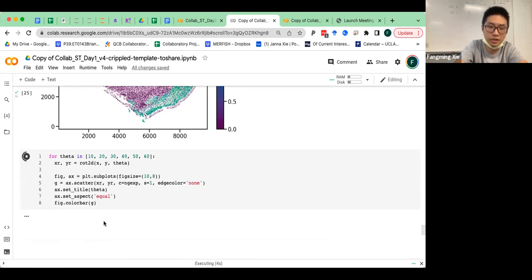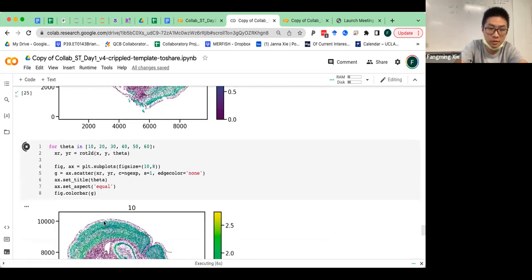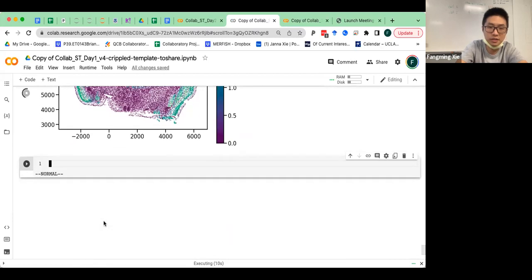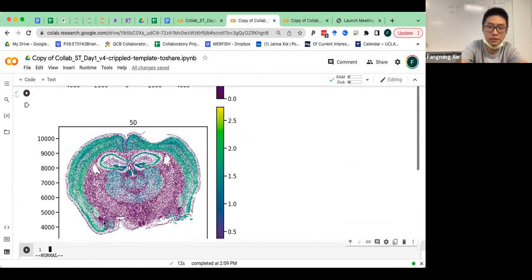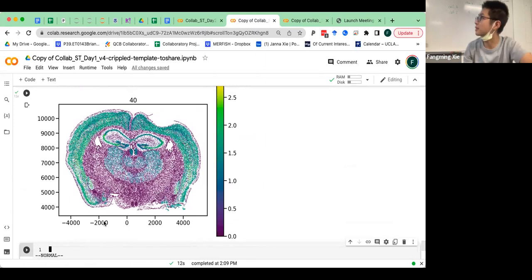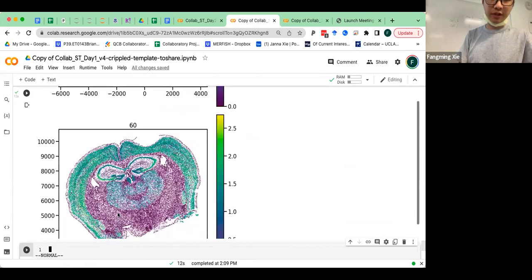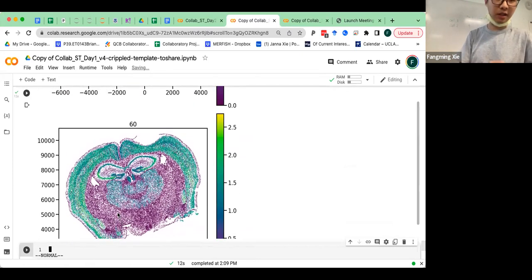And rerun everything. Okay, so from 10, let's see the result, 30, 40, 50. Now it looks like an actual mouse brain, which is wider than it is tall. That's going to be everything for making a scatter plot, a gene expression plot in situ.